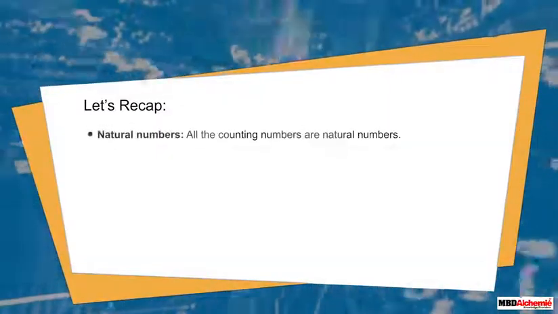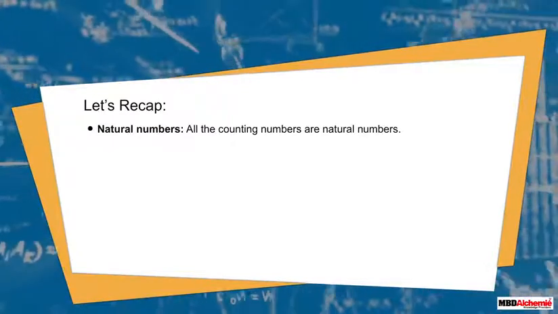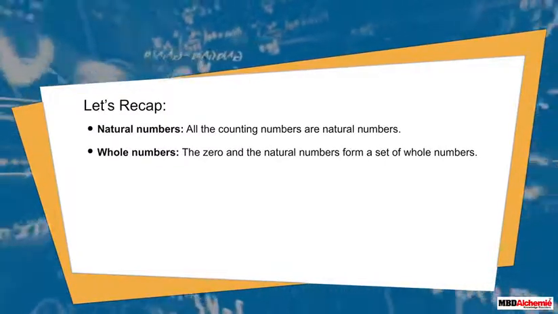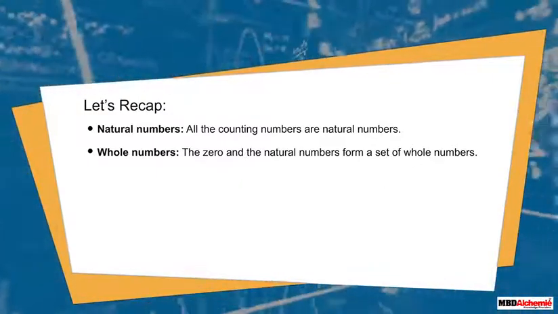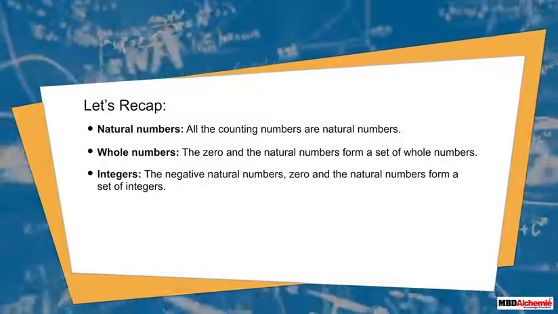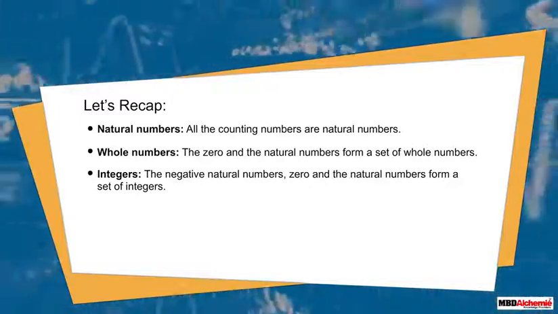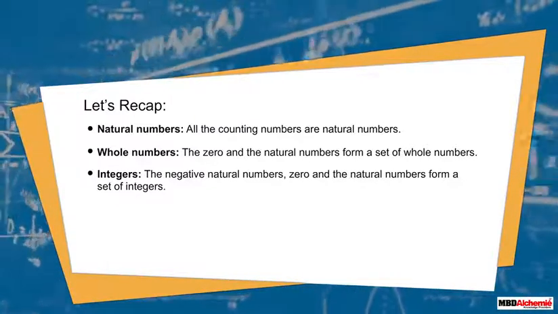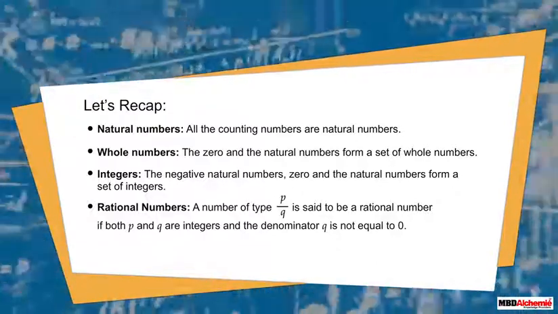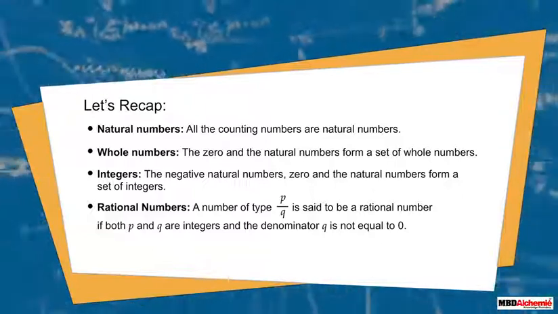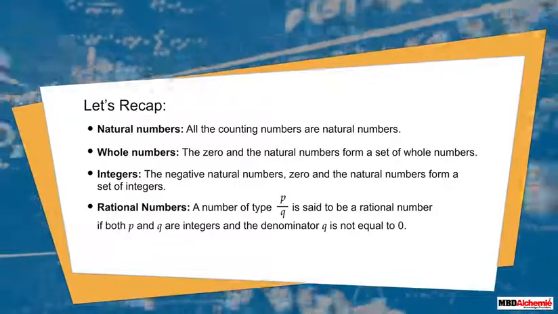Let's recap. Natural numbers: all the counting numbers are natural numbers. Whole numbers: the 0 and the natural numbers form a set of whole numbers. Integers: the negative natural numbers, 0 and the natural numbers form a set of integers. Rational numbers: a number of type P upon Q is said to be a rational number if both P and Q are integers and the denominator Q is not equal to 0.